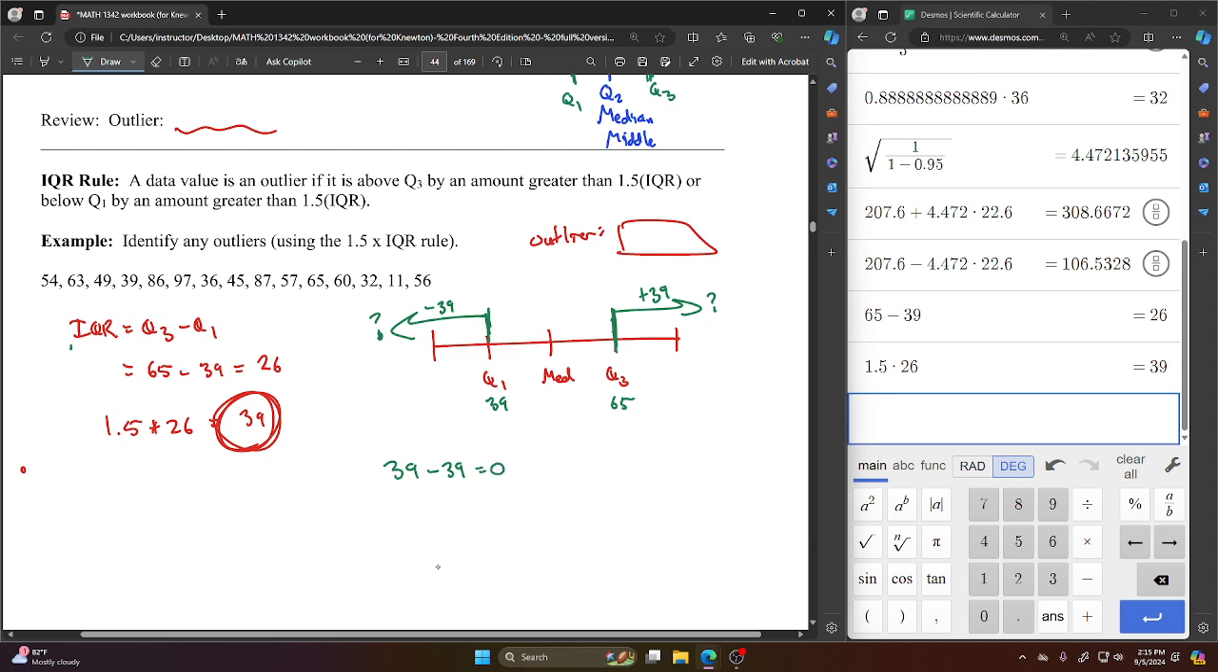It's 0. Yay, 0. So this value over here is 0, okay? To me, that's really weird. We're going to figure that out in a minute. So now I'm going to go 65, and I'm going to add the 39 to it. That one I don't know. What is it? 104. Yep, 104.